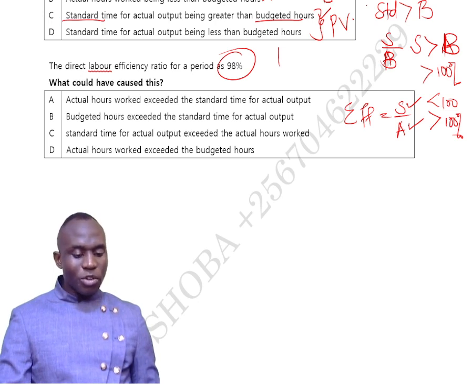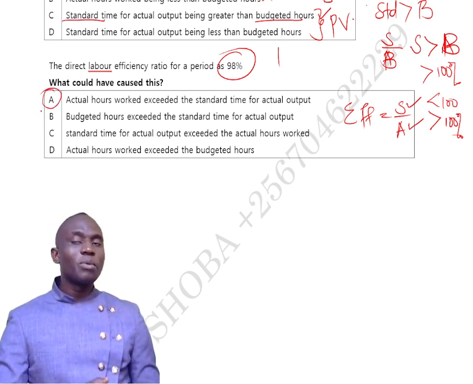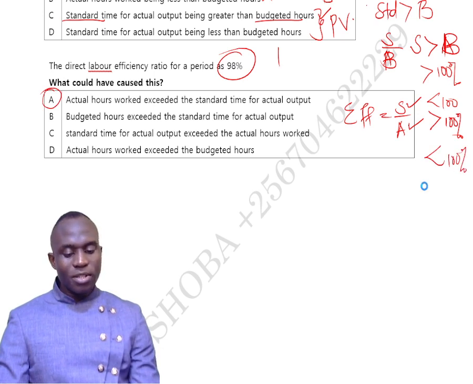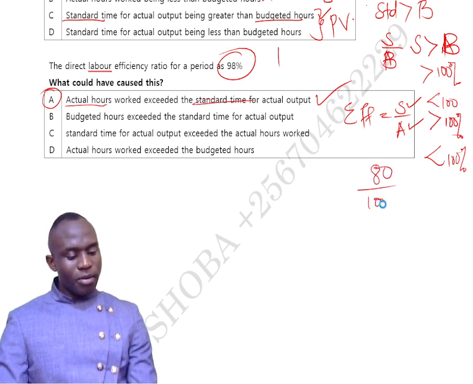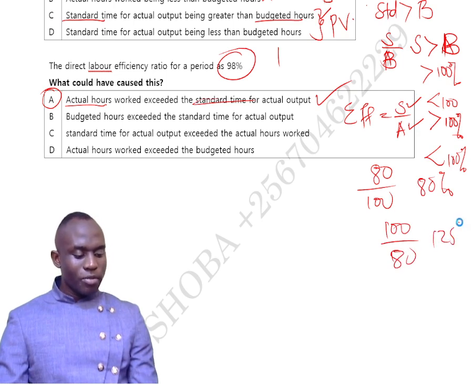You see when actual is more than standard, what happens? It means the ratio would be less than 100%. So the correct answer is A. When actual hours exceed standard, it is like you have 80 divided by 100. The answer would be 80%. But if you reverse and you say 100 divided by 80, the answer is 125%.